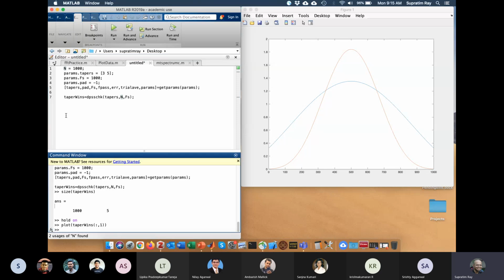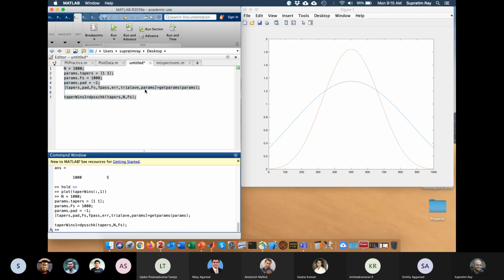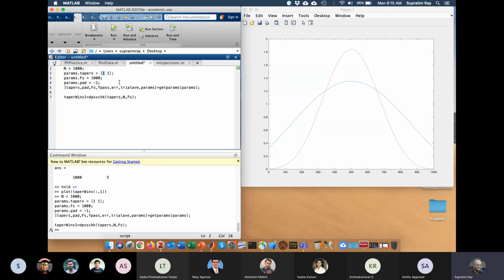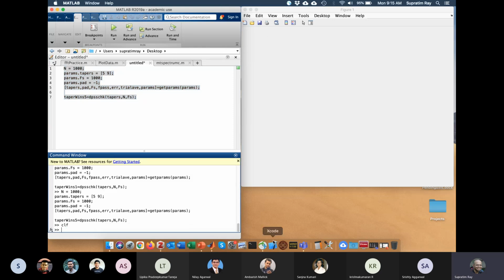Okay, so I guess I removed the previous one. So let me just do this. I'll say TW 1, 1 here and call this taper wins 1. And now I'm going to do, let me even do larger, 5, 9 and call this taper wins 5. So clear figure.